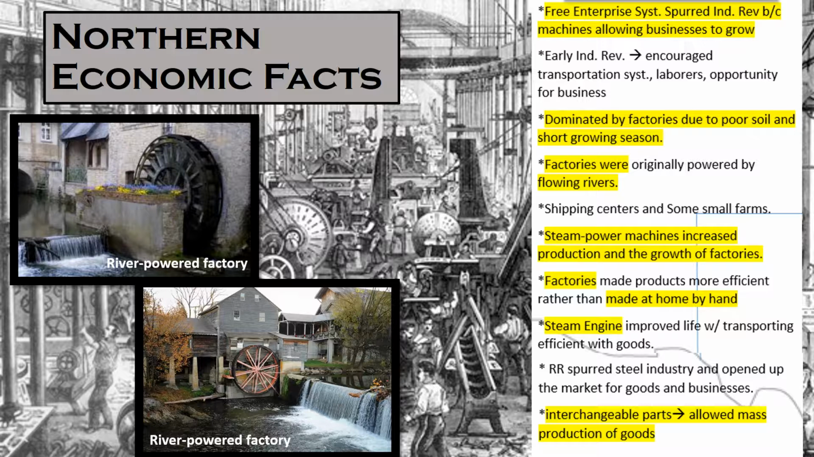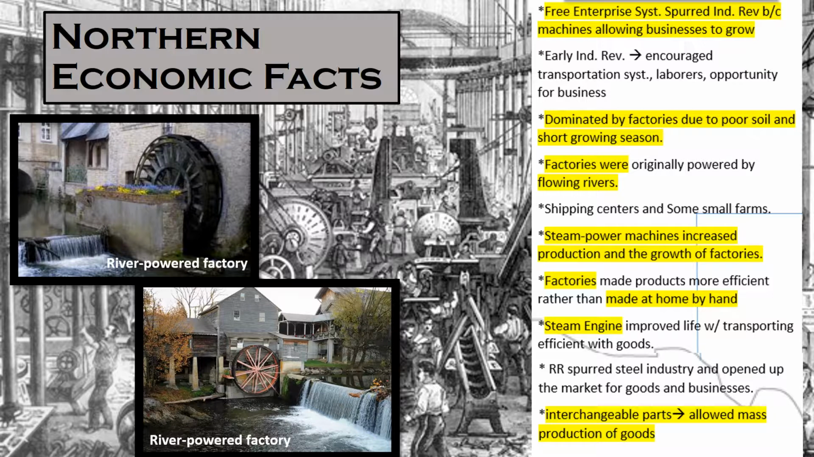And eventually, as technology came about with the different steamboats, steam power, river power factories, you see that this is where the Industrial Revolution kind of spawns. So factories were originally powered by flowing rivers, as you can see on the picture.